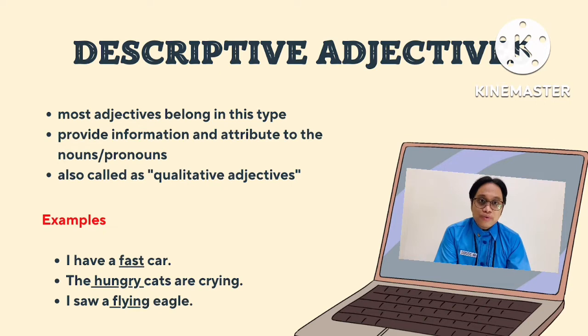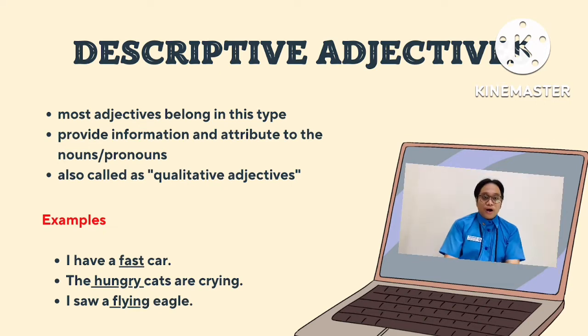The fast is our adjective used. Okay, so we have the second example. The hungry cats are crying. So the word hungry there is our adjective, which gives attribute to the noun or to our subject, which is the cat. The adjective used there is the word hungry that gives attribute to our subject, the cat.